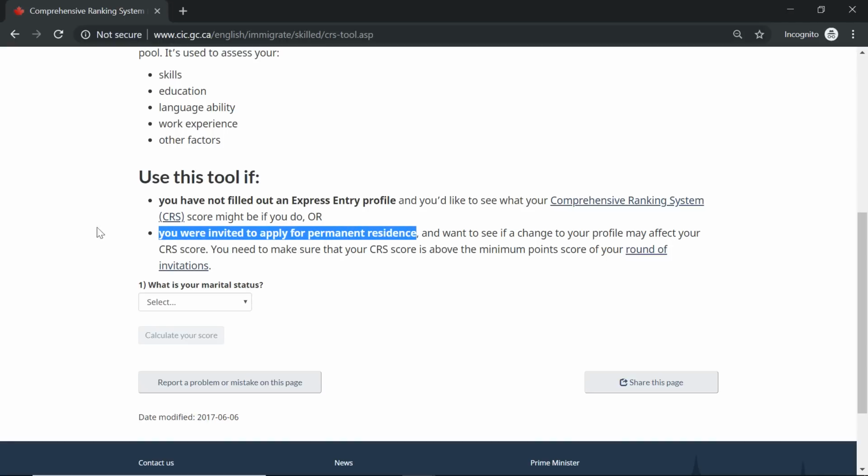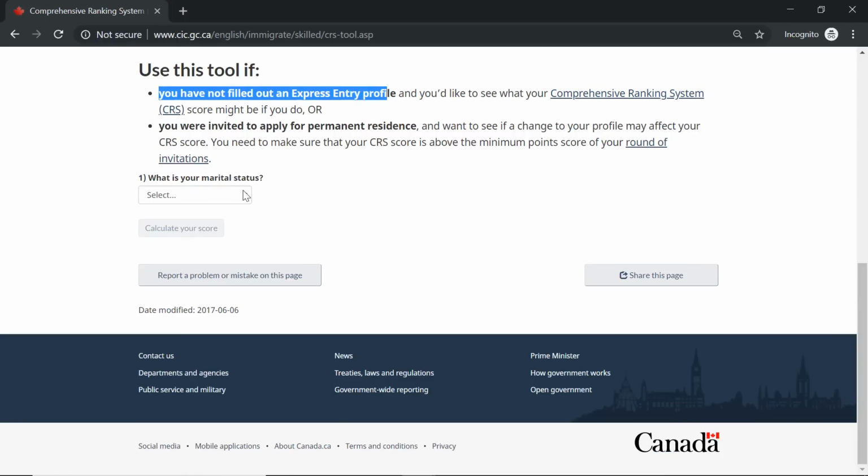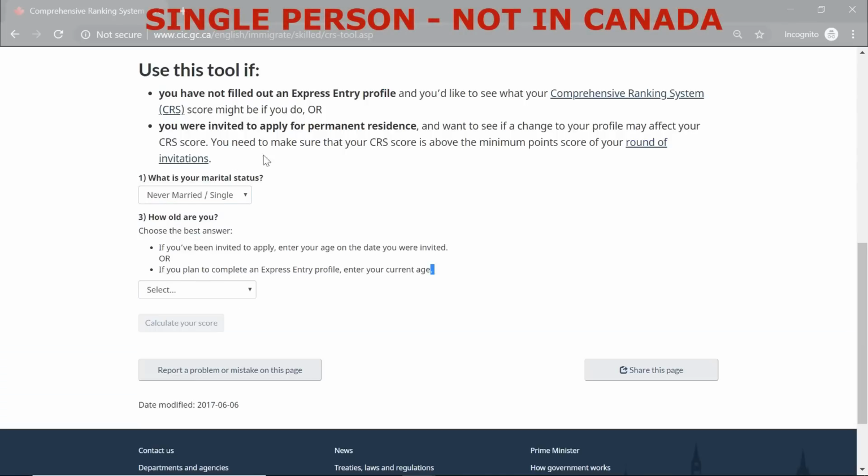So make sure that when you fill out your profile, you are very truthful with your information. But this is from the perspective of somebody who has not filled out their Express Entry profile. Okay, so what is your marital status? Let us say that you are single. This is just an example, so do whatever is specific to your case.